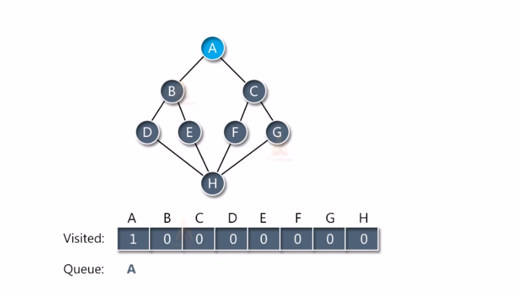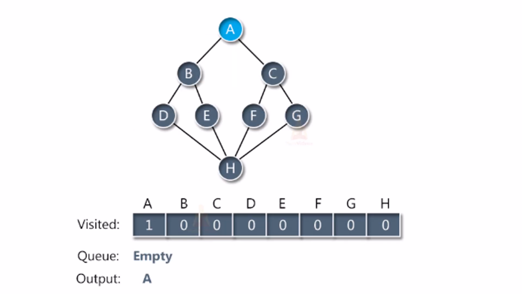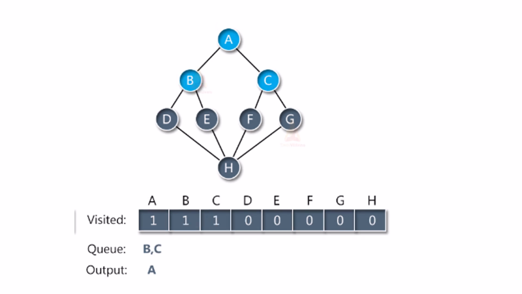Insert into the queue. So next, the neighbors of A are B and C. So mark B and C as visited and dequeue the element from the queue. So initially we have dequeued A and enqueued the neighbors of A, B and C. It means mark B and C as visited. It means place 1, 1.